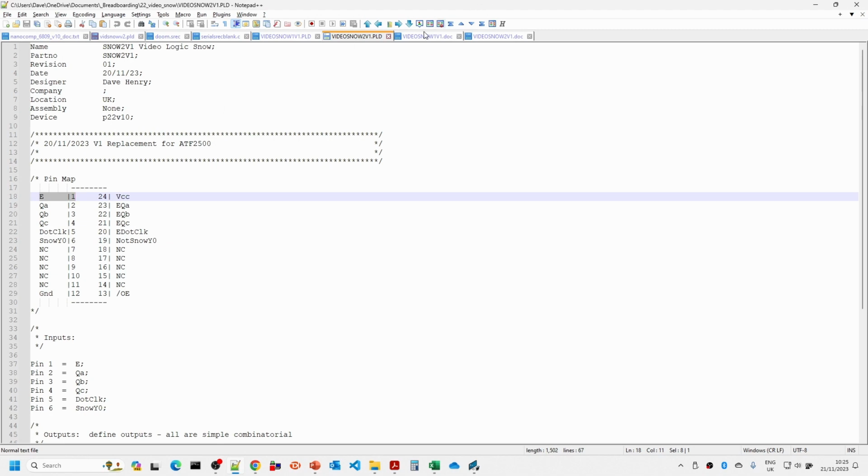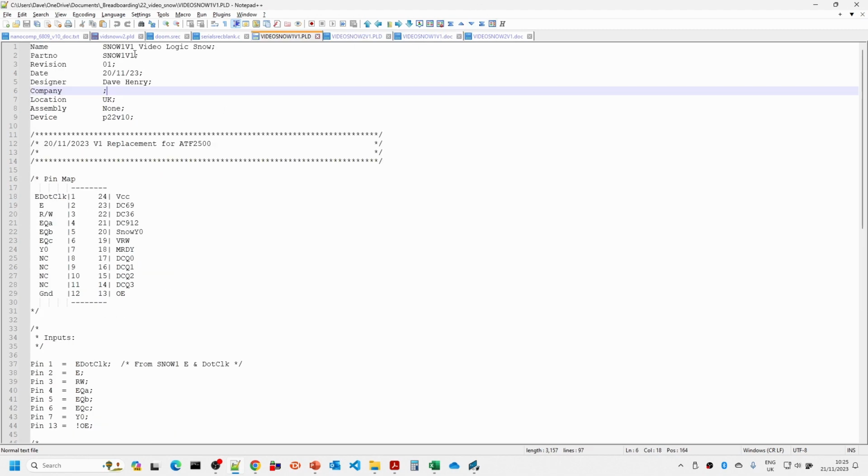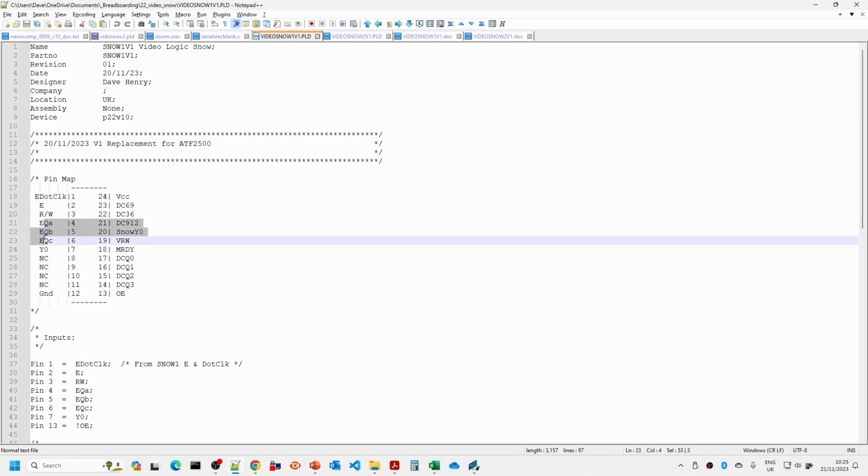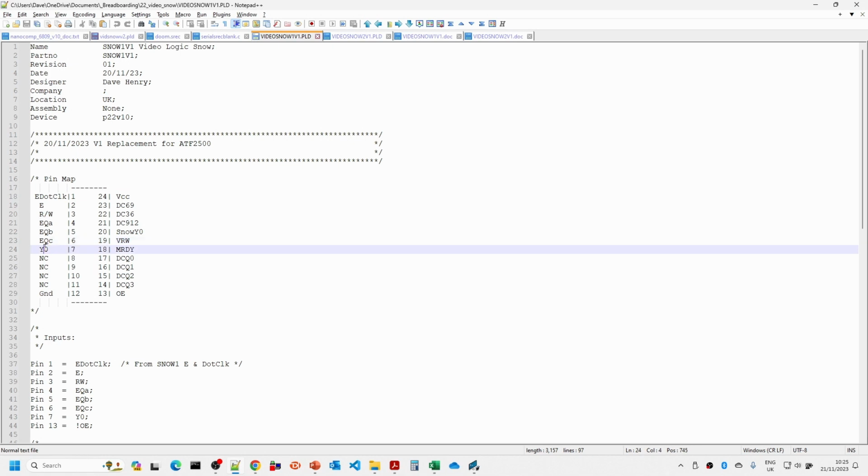And then the other chip we've got, SNO 1, as I've called it, actually takes the E dot clock that we created in the previous chip and feeds it in here. So although this is based on the dot clock, it will only be clocking when the E signal is high. Then we have the standard E signal, read write. We then have the latched QA, QB, QC signals coming in from the other chip. We've got the Y0 signal coming in from the current address decoder, and the rest of these not connected.